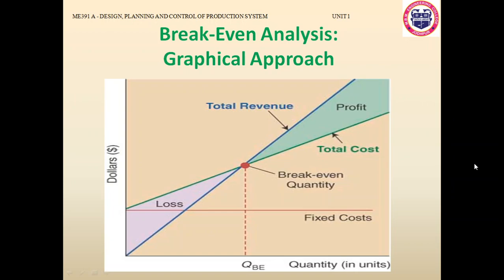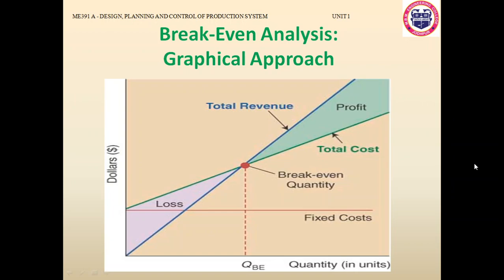So if you produce fewer products than the quantity shown by Q, you will be in loss. And if you produce more than this Q, this will give you profit, as shown in the green area on the right side. So what does this break-even analysis do? It computes the quantity of goods that must be sold to break even. If you sell fewer products than Q, you will be in loss. If you sell more than Q, it will make a profit for you.